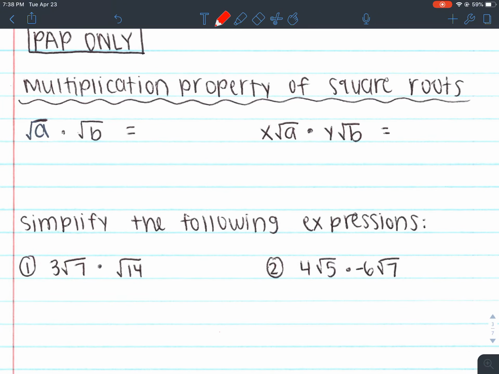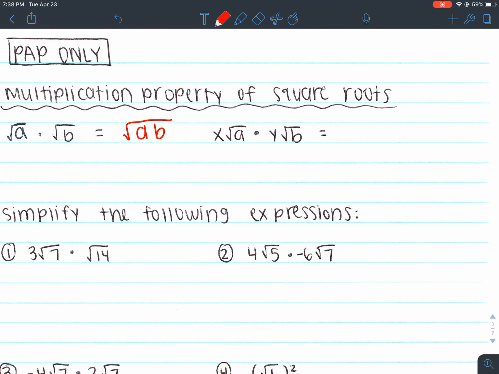So we need to talk about the multiplication property of square roots. If I have the square root of a times the square root of b, all I have to do is multiply what's on the inside. So I have the square root of a times b. If I have two square roots, I can just combine what's on the inside and multiply them.